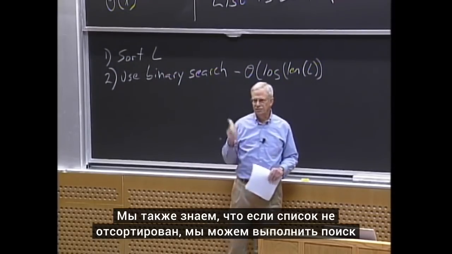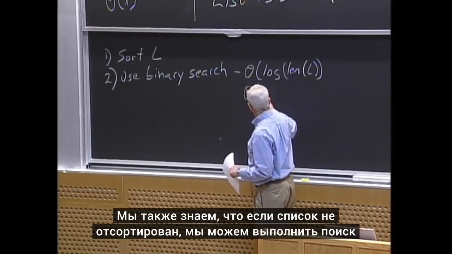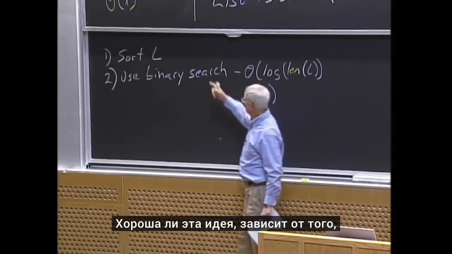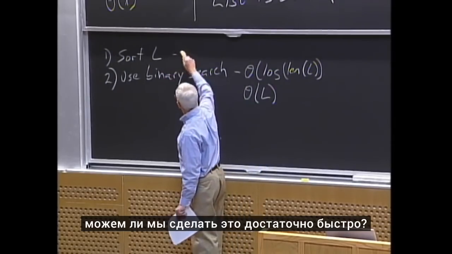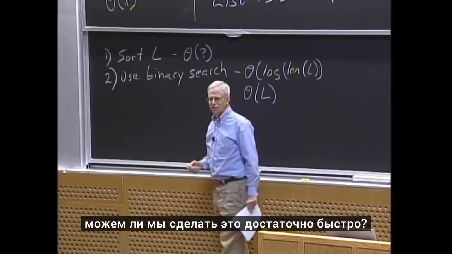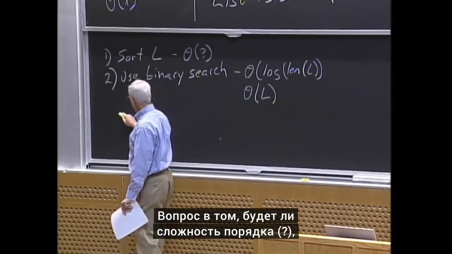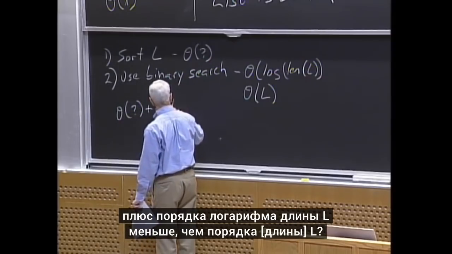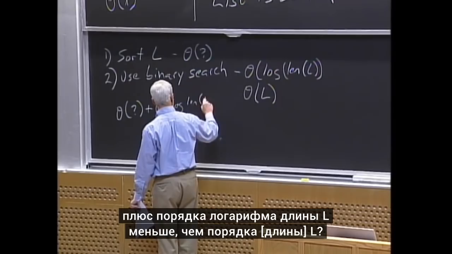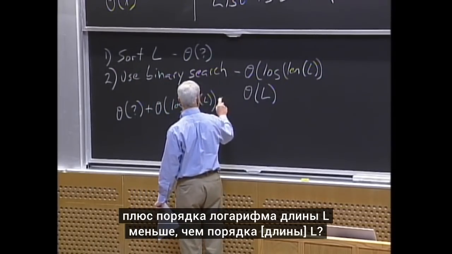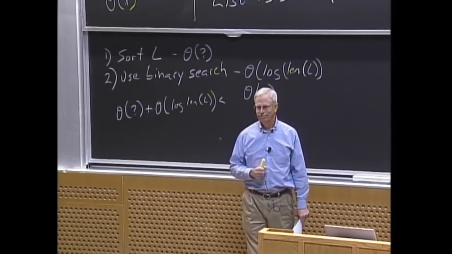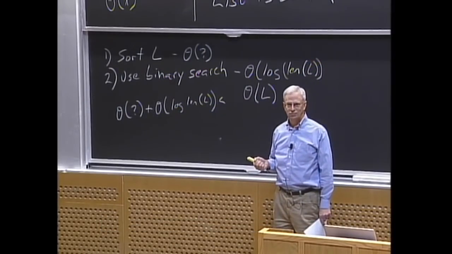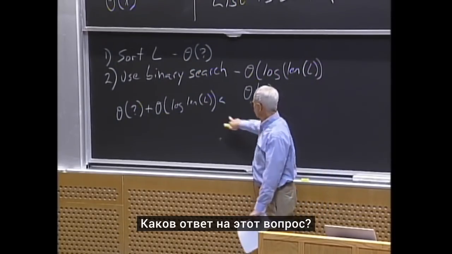We also know if the list isn't sorted, we can do it in order L. We can always use linear search. So whether or not this makes a good idea depends upon whether we can do this fast enough. So the question is, is order question mark plus order log len of L less than order L? If it's not, it doesn't make sense to sort it first, right? So what's the answer to this question?